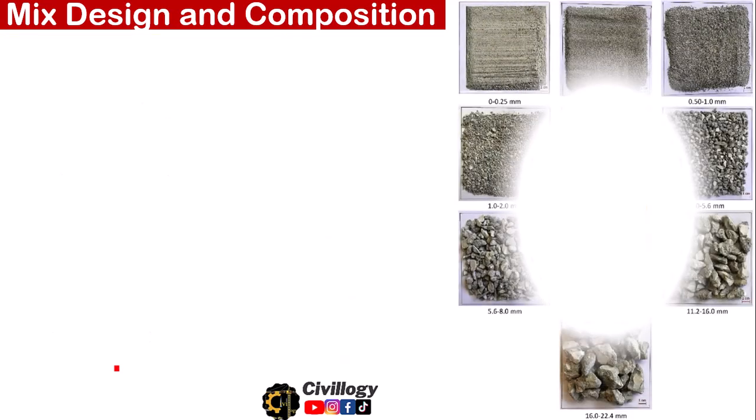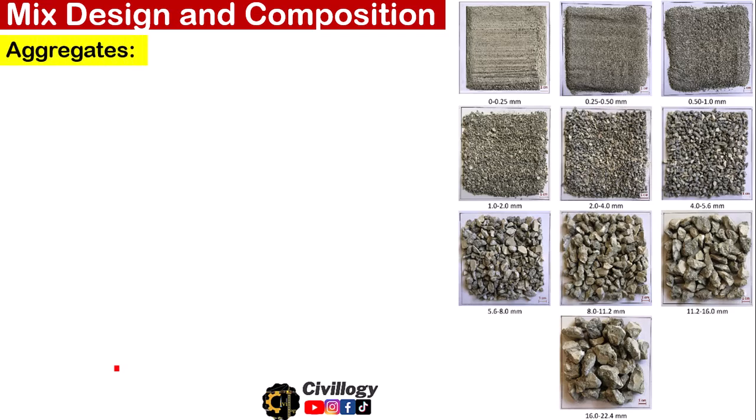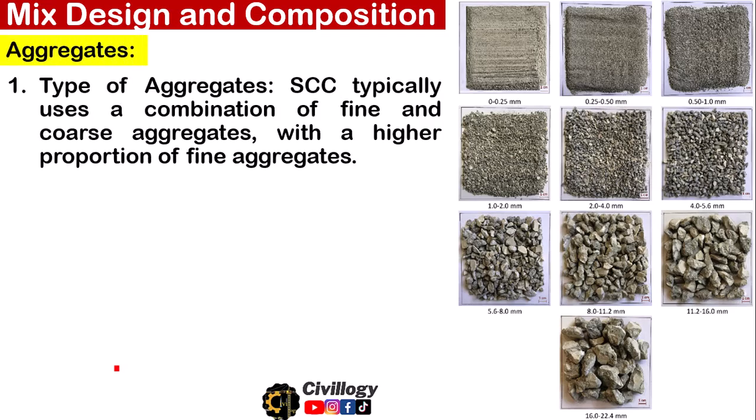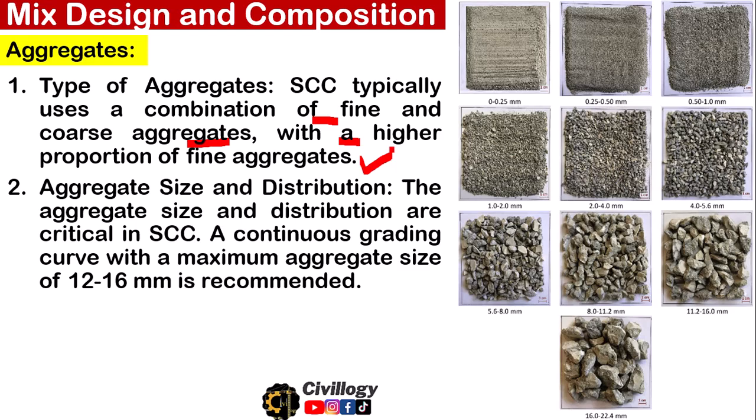Let us discuss the second component or second ingredient of mix design, which is aggregates. The type of aggregate used in mix design of self-compacting concrete typically uses a combination of fine and coarse aggregates with higher proportions of fine aggregates. Aggregate size and distribution are critical in self-compacting concrete. A continuous grading curve with a maximum aggregate size of 12 to 16 mm is recommended.